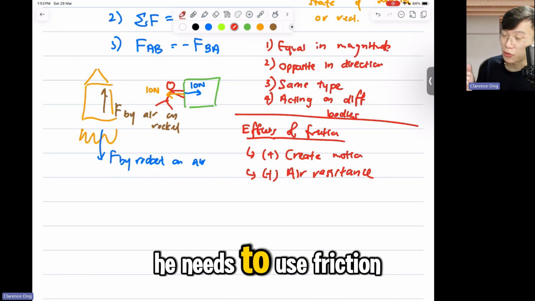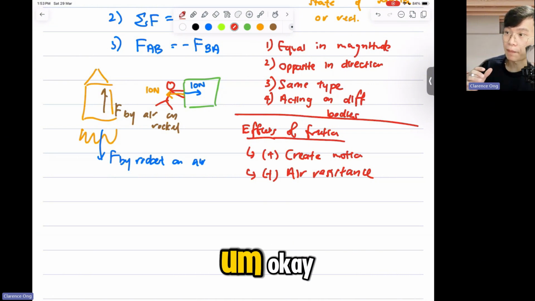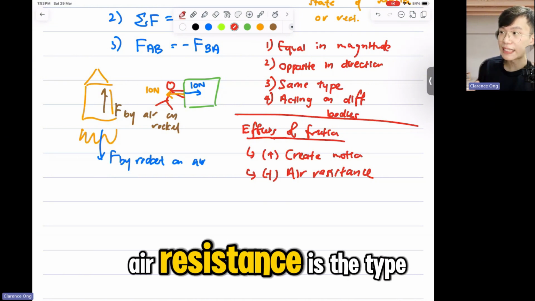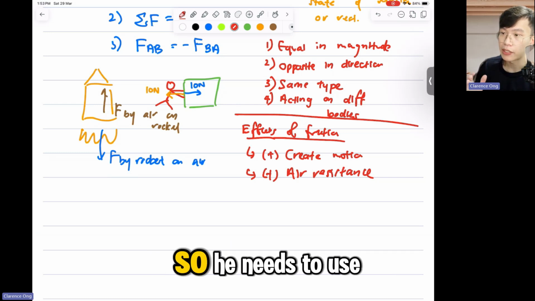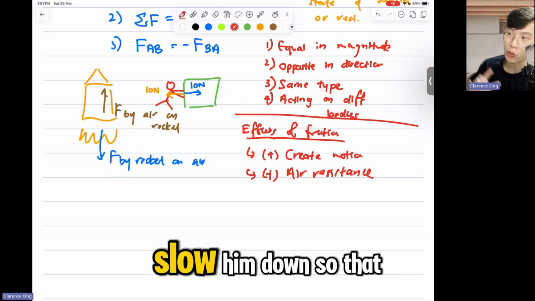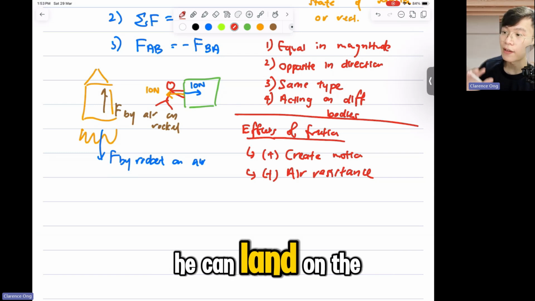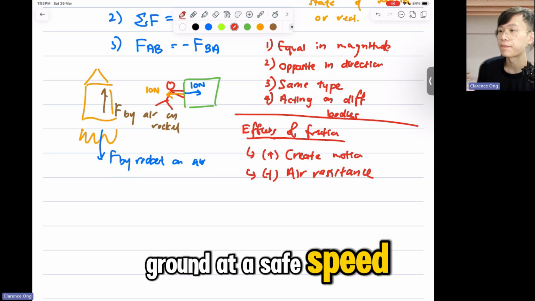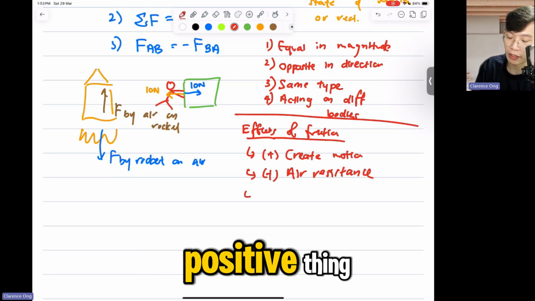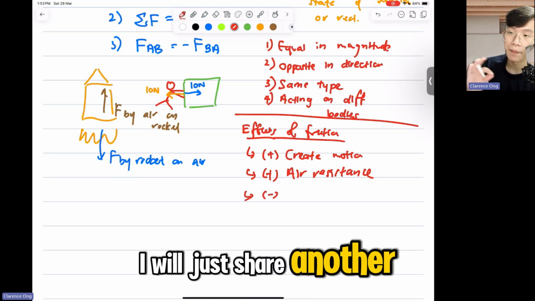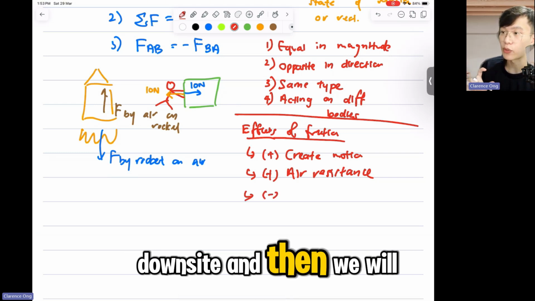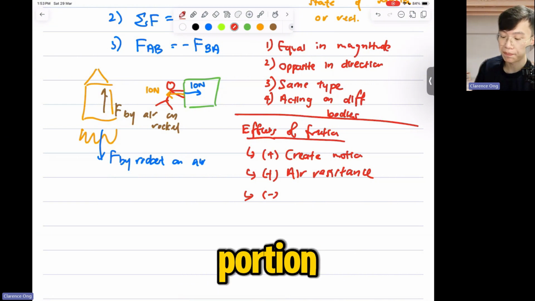He needs to use friction, and air resistance is a type of friction. So he needs to use some air resistance to actually slow him down so that he can land on the ground at a safe speed. So that is also another positive thing. I will just share another downside and then we will go on to the last portion.